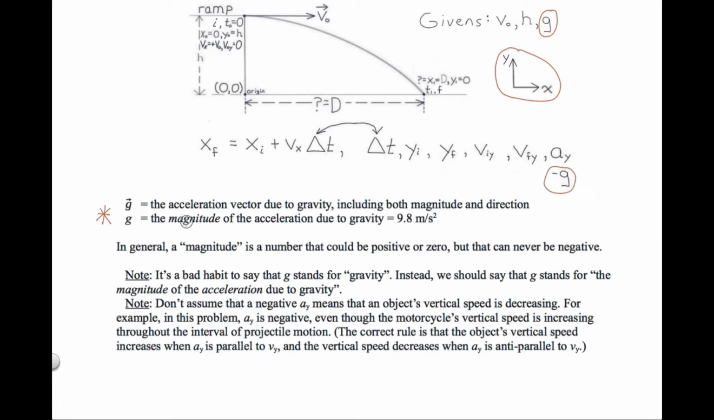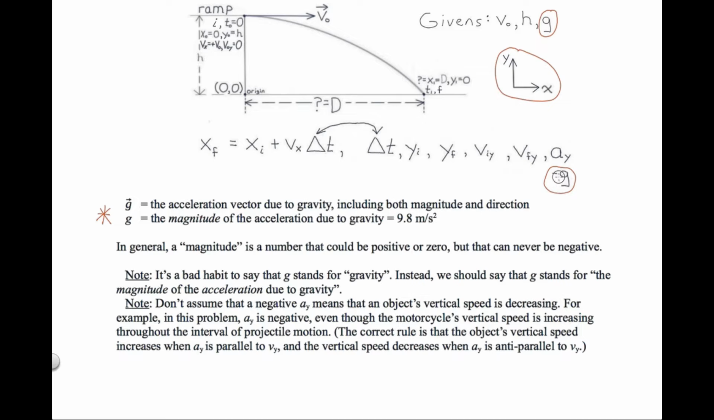In projectile motion, the magnitude of the acceleration is equal to the constant little g, which is equal to 9.8 meters per second squared. Ordinarily, for a projectile motion problem, we would substitute the number 9.8 meters per second squared for the magnitude of a sub y. But since this problem is symbolic, we will use the symbol little g rather than the number 9.8 meters per second squared. When we write the symbol little g without an arrow on top, that symbol stands specifically for the magnitude of the acceleration due to gravity.